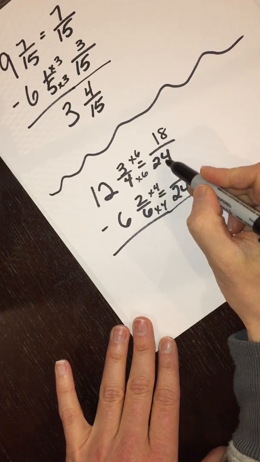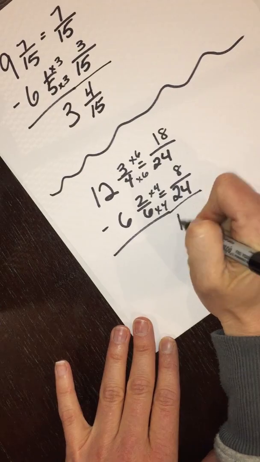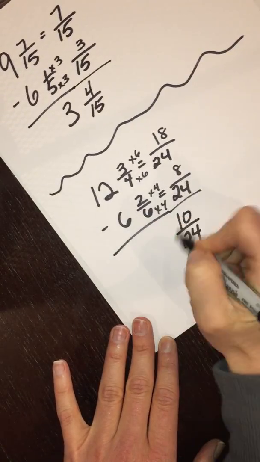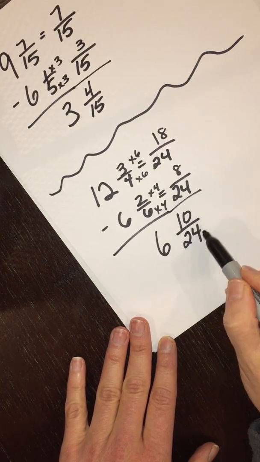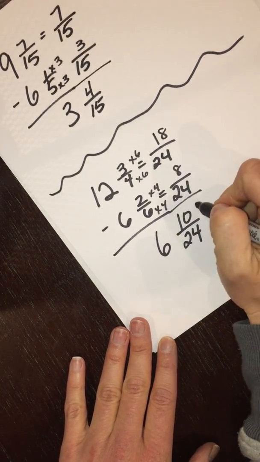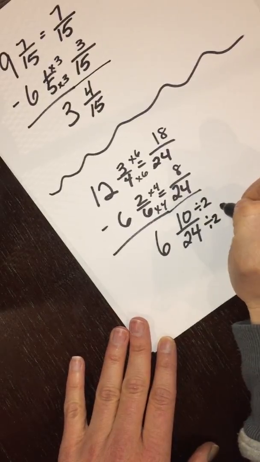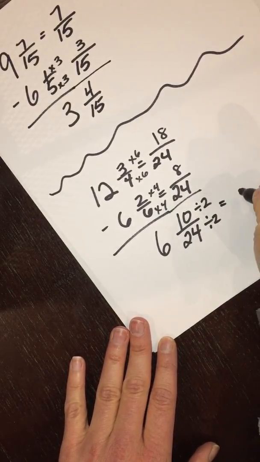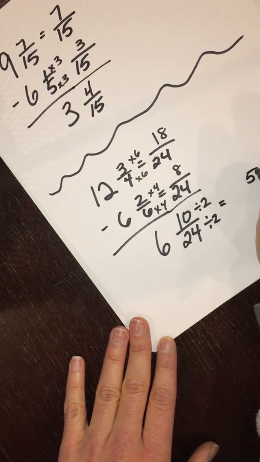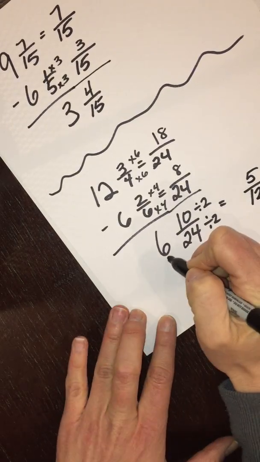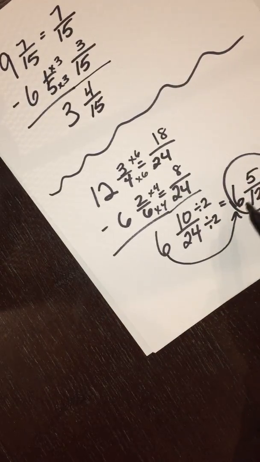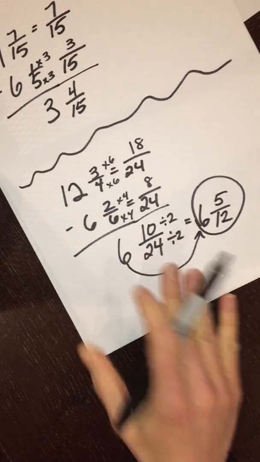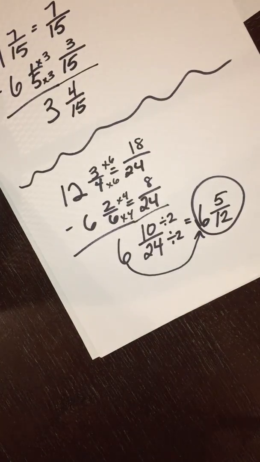So 18/24 minus 8/24 is 10/24. 12 minus 6 is 6. This fraction I can simplify because they're both even, so I'm going to divide them both by 2. And my new fraction becomes 5/12, but I cannot forget to put that whole number there because my answer is a mixed number. It's 6 and 5/12. Whoops, so you can see it if I move it over a little bit. So that is how you subtract mixed numbers.